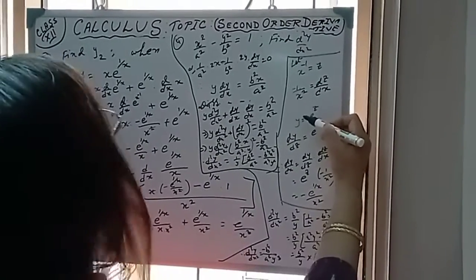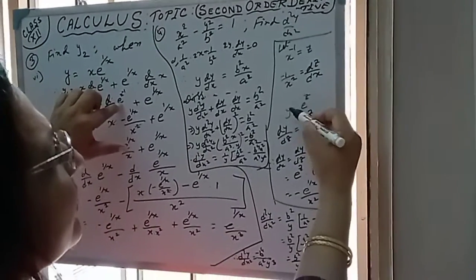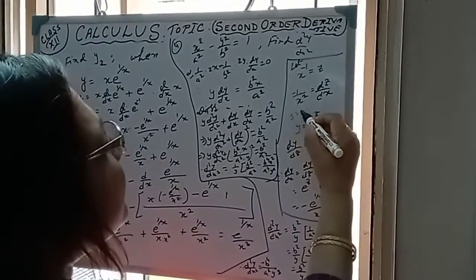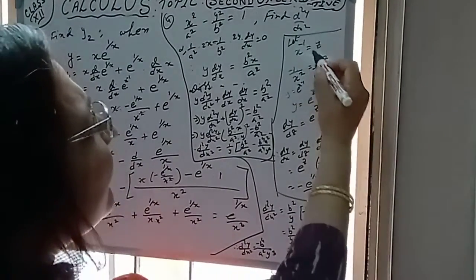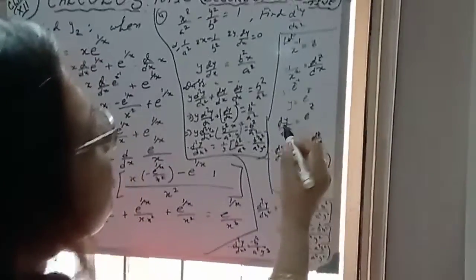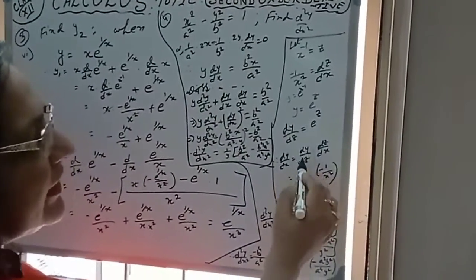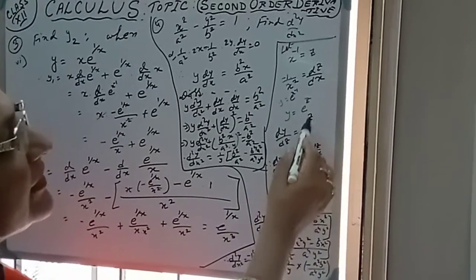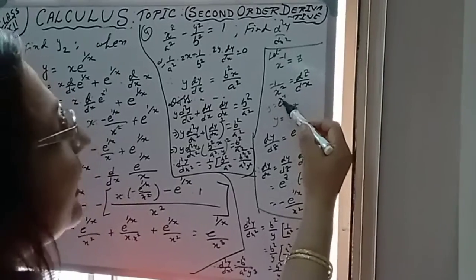Now if we take y is equal to e to the power x to the power minus 1, and we have taken x to the power minus 1 is equal to z, so y will be e to the power z. So it's coming dy dz equals e to the power z. So dy dx is dy dz into dz dx. Dy dz is e to the power z, into dz dx, which is minus 1 by x square.